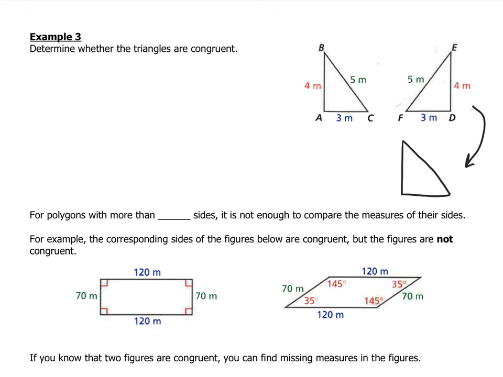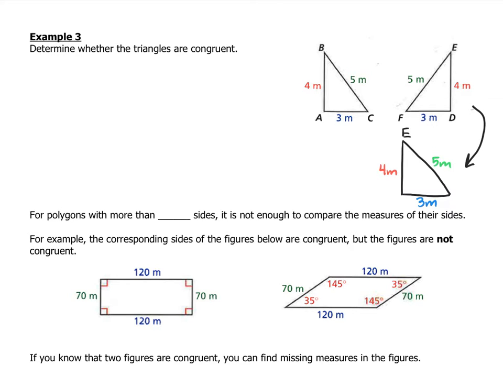Now I'm going to relabel the sides and the vertices. So now my side that measures 4 meters will be here. My side that measures 5 meters will be here. And my side that measures 3 meters is still down below. And so now I'm going to relabel the vertices as well. So point E is still up here.